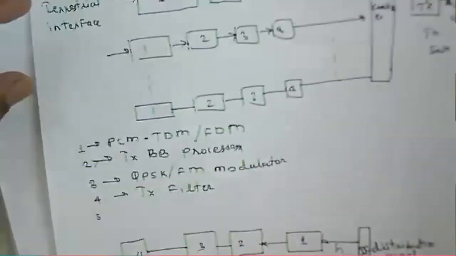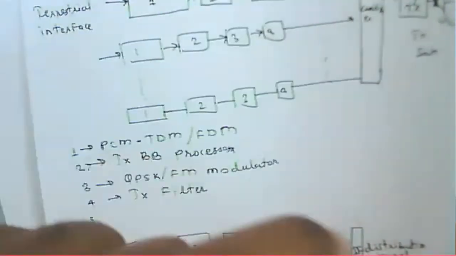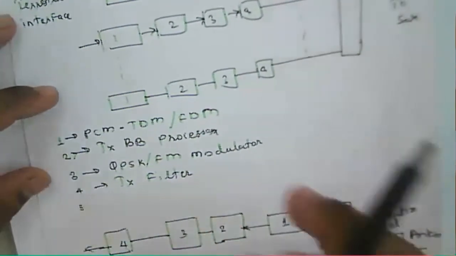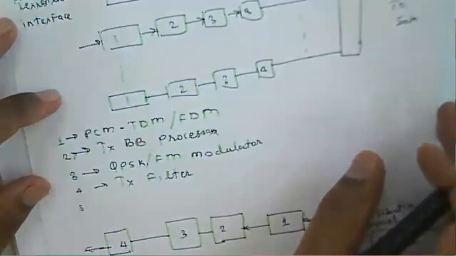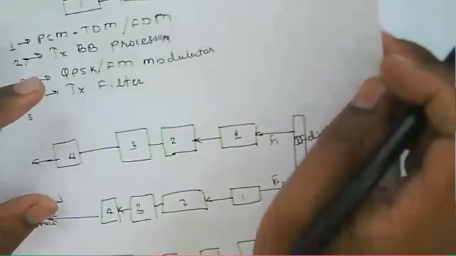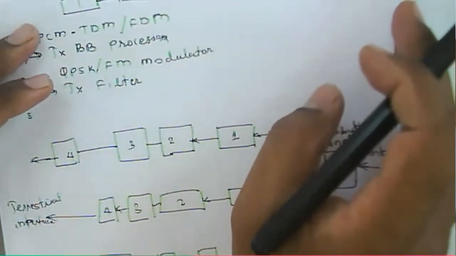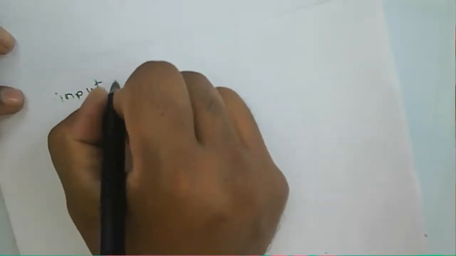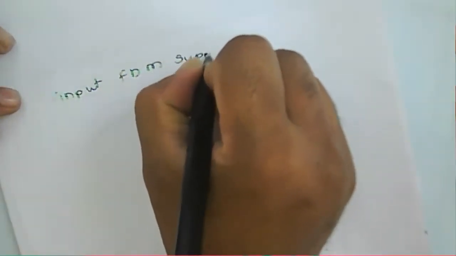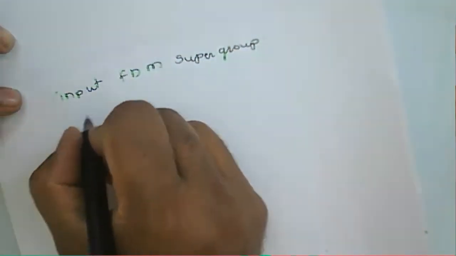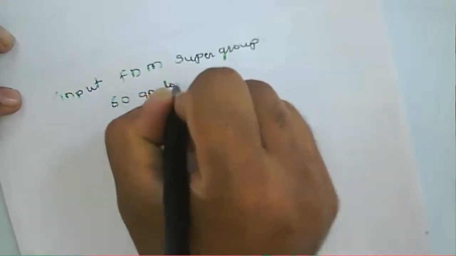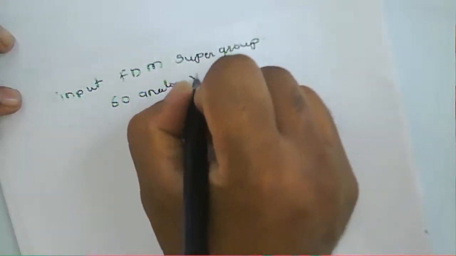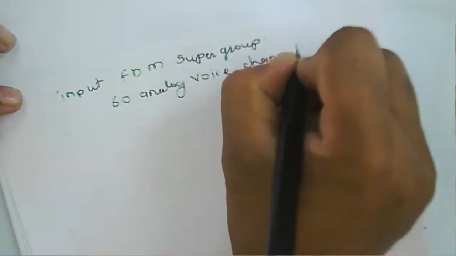Now, because multiple earth stations are used in this FDMA MCPC FDMA system, the input signal is a group of multiplexed voice channels. Suppose you consider that we have an input FDM supergroup of 60 analog voice channels.